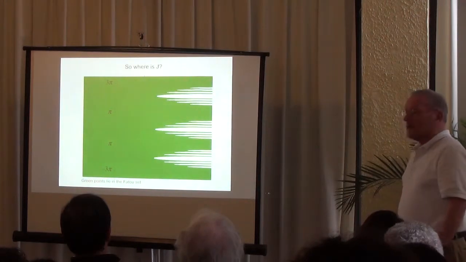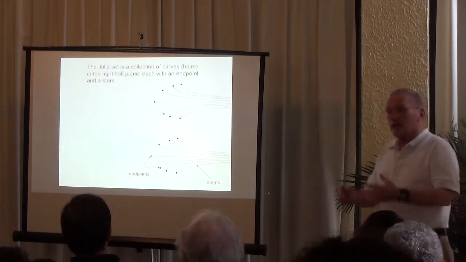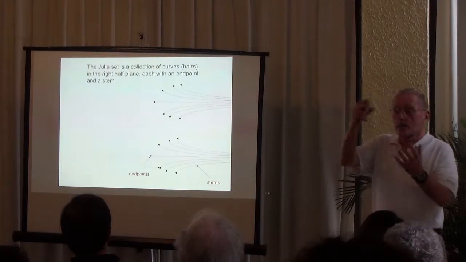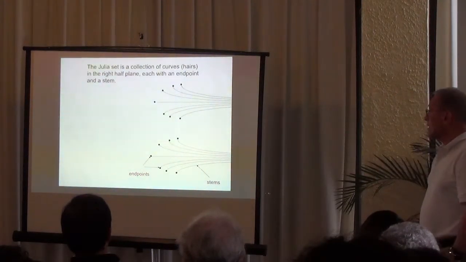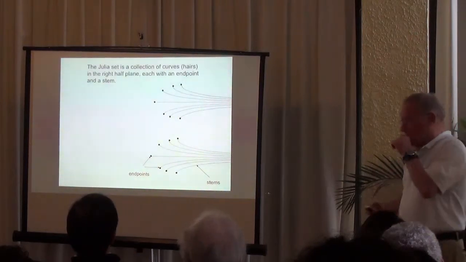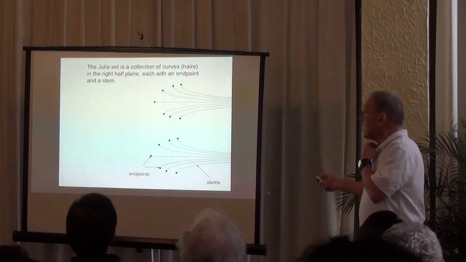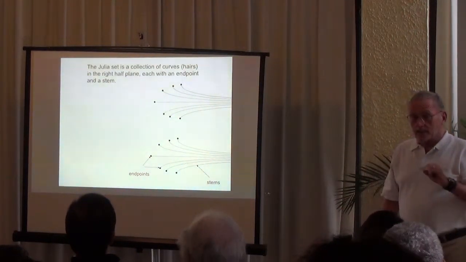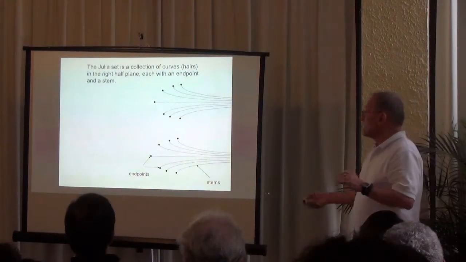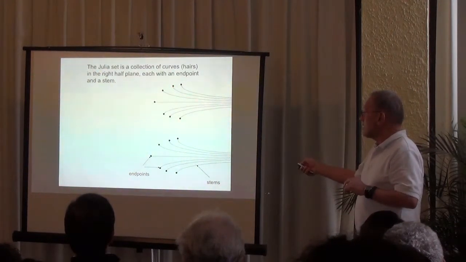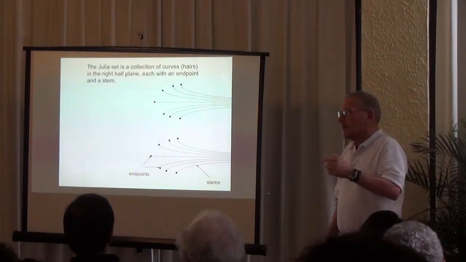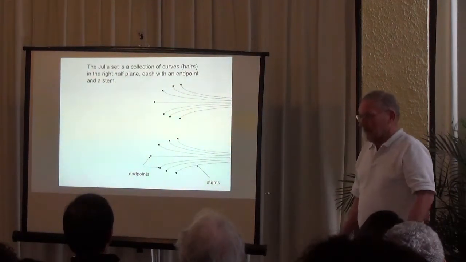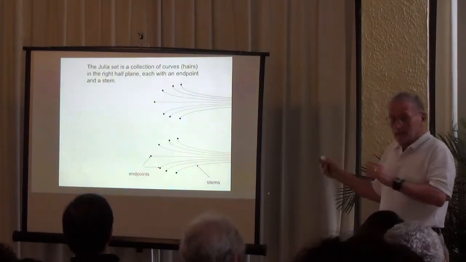And when you're done, what you're left with is the complement, the set of points that don't map into or tend to that fixed point. It is a collection of curves, or what we'll call hairs, in the right-hand half plane, each of which has an endpoint and a stem. And that's the complement to the Fatou set, that's the Julia set. Looks pretty simple.